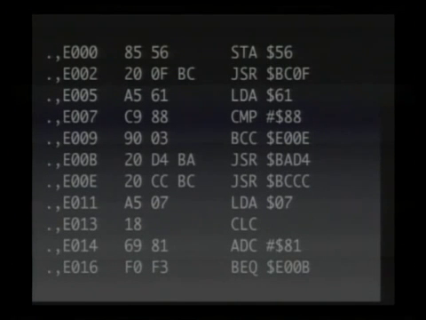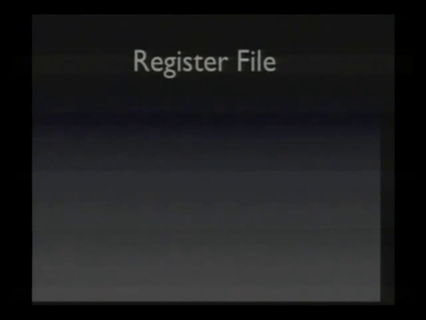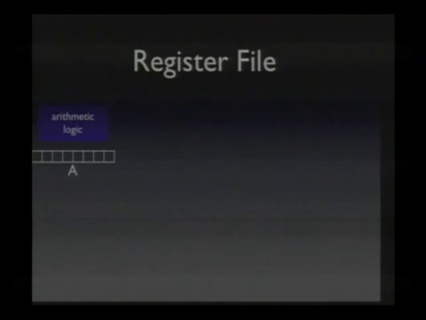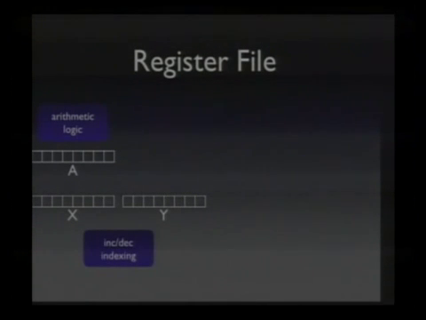Assembly instructions are 1 up to 3 bytes, so it's a 1-byte opcode and 0 to 2 bytes operand. It's an 8-bit CPU, it has 3 registers: the accumulator, which can do arithmetic and logic, and 2 index registers, X and Y. They can be used for indexing, can't do arithmetic, but they can be incremented and decremented.